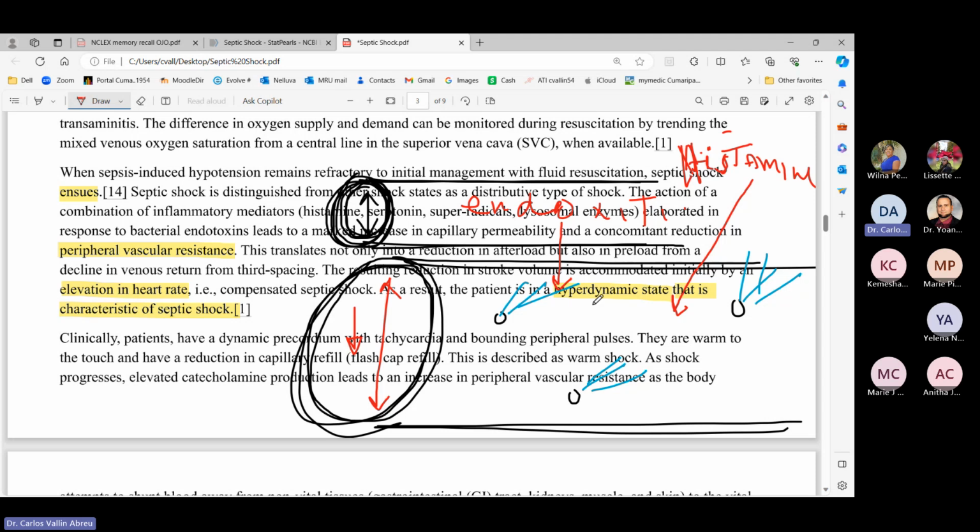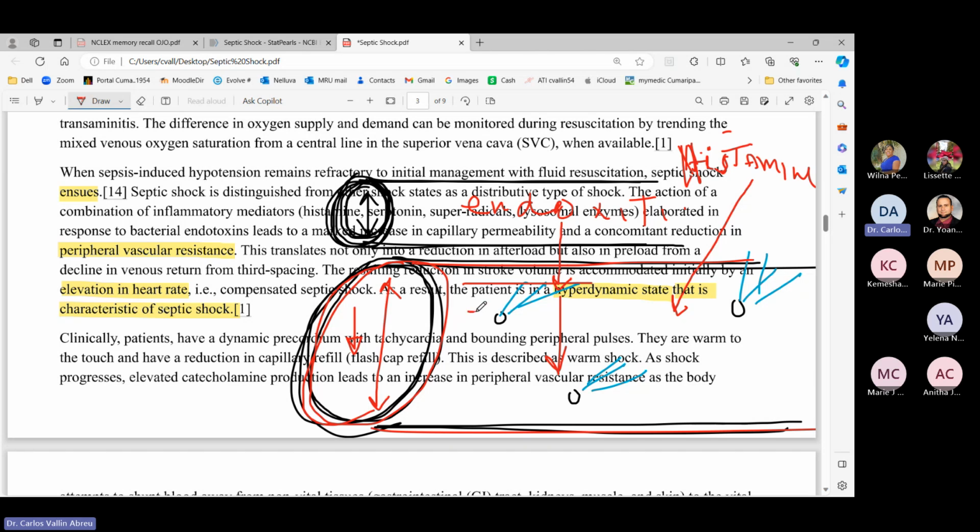The other cause of distributive shock is the neurogenic shock. Sometimes when there is a spinal cord injury, the loss of the sympathetic nervous system activity below the level of the transection of the spinal cord produces a massive vasodilation of the blood vessels, producing the hypotension.